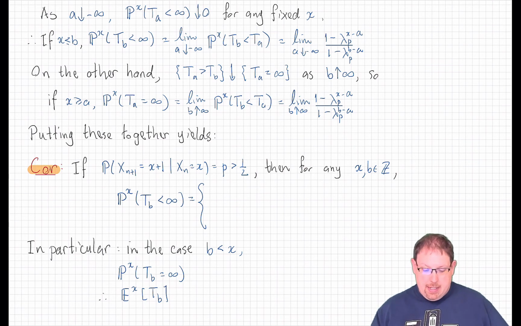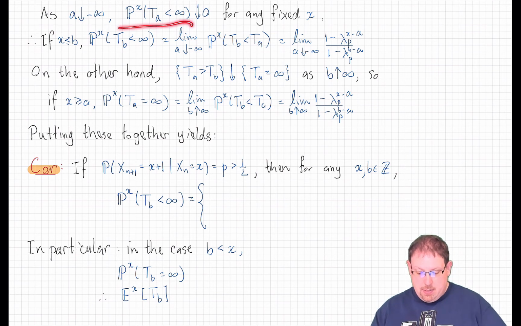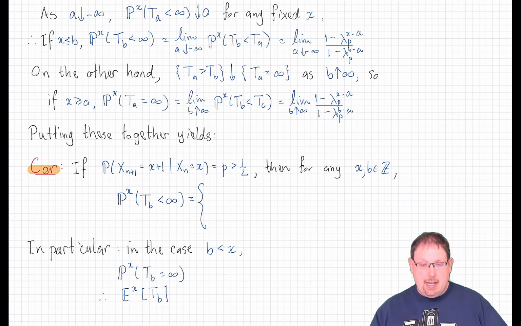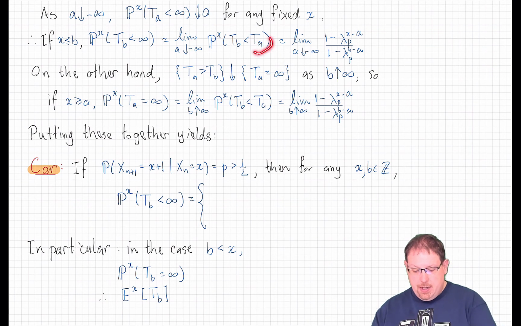That means that the time to reach a certainly goes up to infinity, and so the probability that TA is finite goes to 0. So that means that we can rewrite this probability we're interested in, the probability that the hitting time of b is finite, as the limit, as a goes to minus infinity, of the probability that TB is less than TA, by the continuity of probability measures.